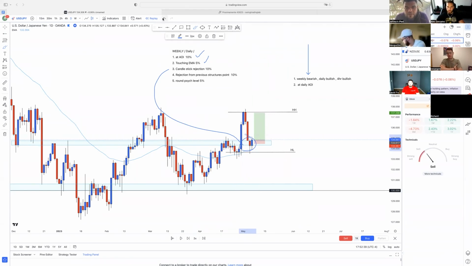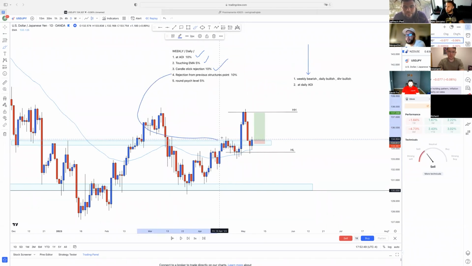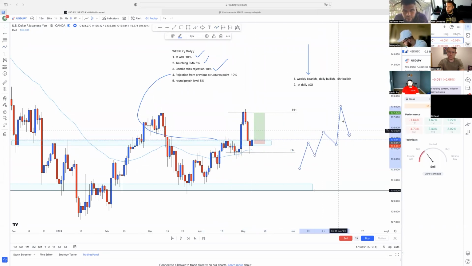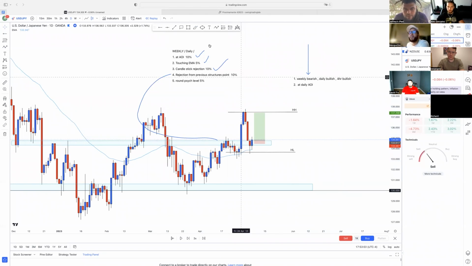Clearly, we do have a candlestick rejection. We have a bullish engulfing morning star formation. Do we have a rejection from the previous structure points? Type 1 if yes, type 2 if no. You don't know if that's the previous structure point? Well, let's figure it out. You just draw out the market structure and then you bring it over here to the right. Is that the previous market structure? Yes. So we have the previous market structure point rejection.